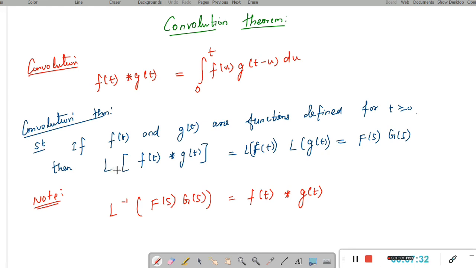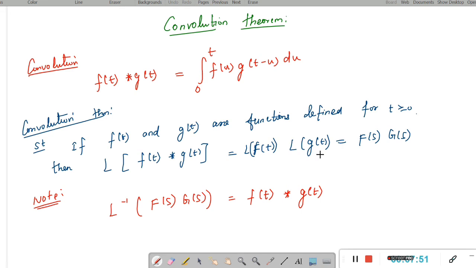the Laplace transform of convolution of f of t and g of t is equal to product of the Laplace transforms of f of t and g of t. So this is the statement. Now I am going to use this statement.